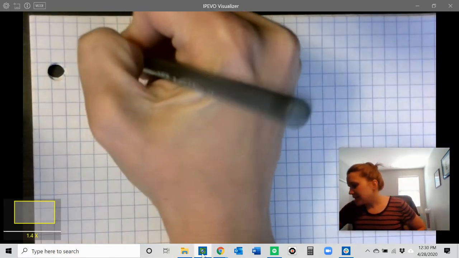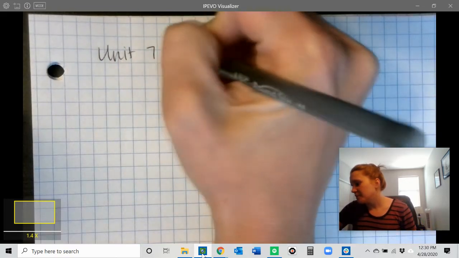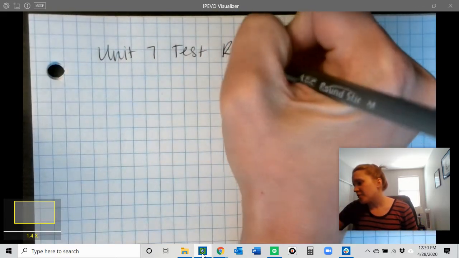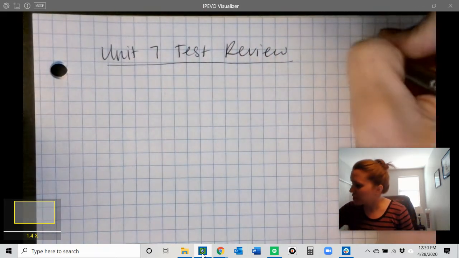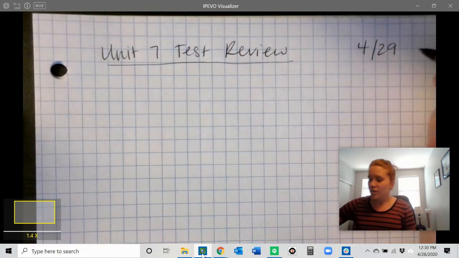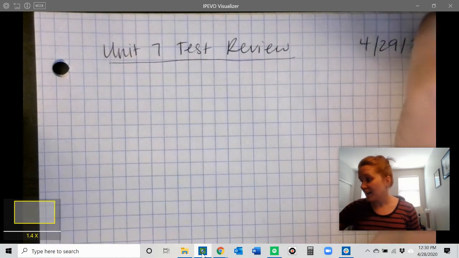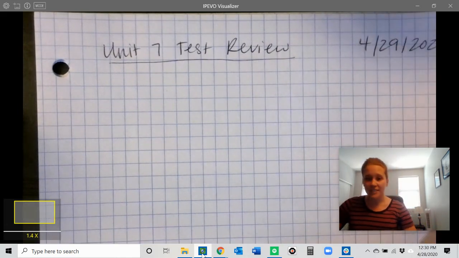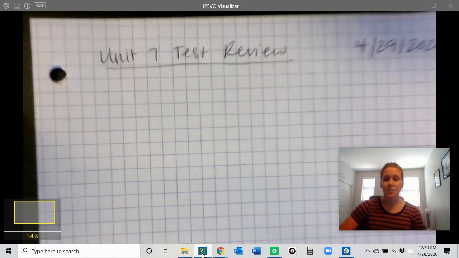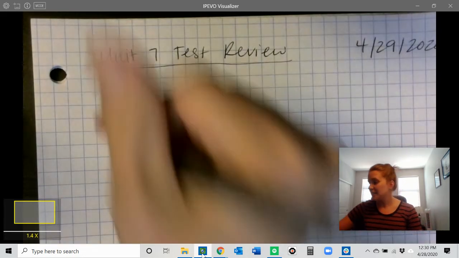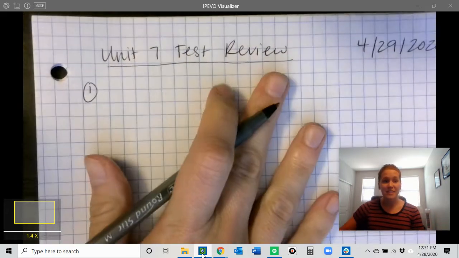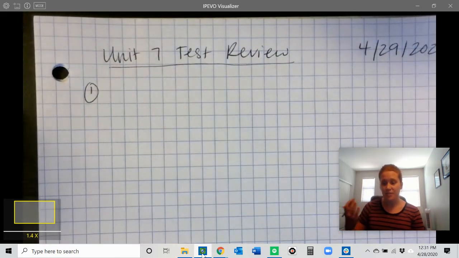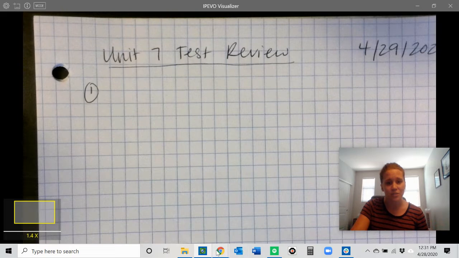I'm going to write Unit 7 test review. This is a great sheet of paper to make sure you save for tomorrow. I really encourage you to use your notes as you take your test tomorrow. So when you see a question on your test tomorrow that's like the one we're going to do together right now, number 1, I want you to have this out and look at it so you can remember those things we talked about. It really, really helps you to do well.